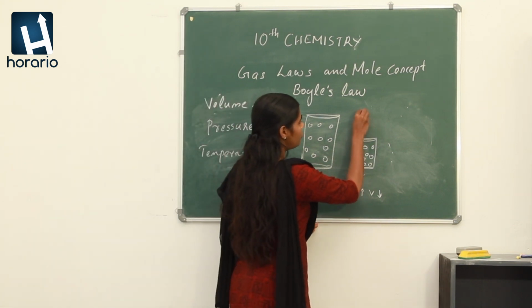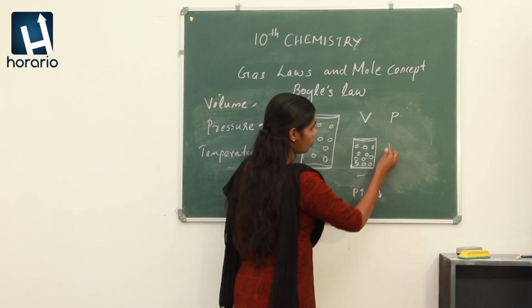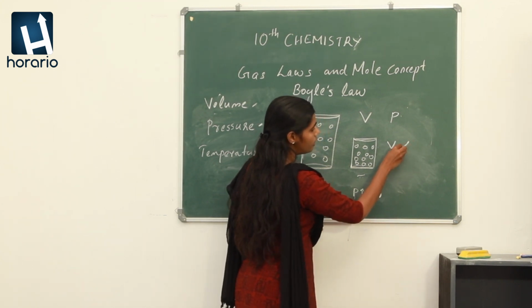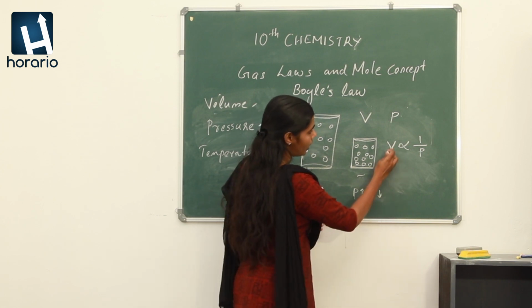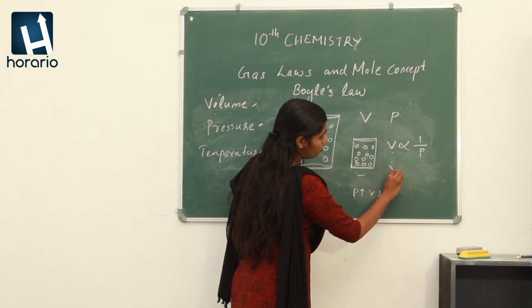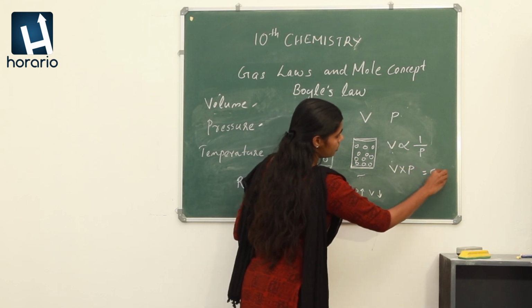So, we can write V for volume and P for pressure. Volume is inversely proportional to pressure. So, we can write V into P is a constant.